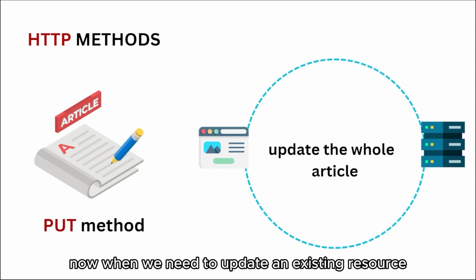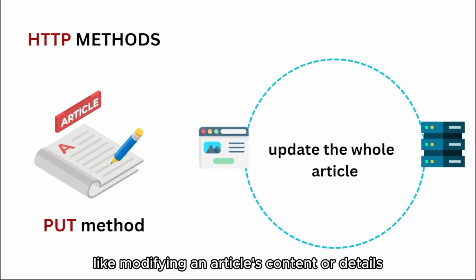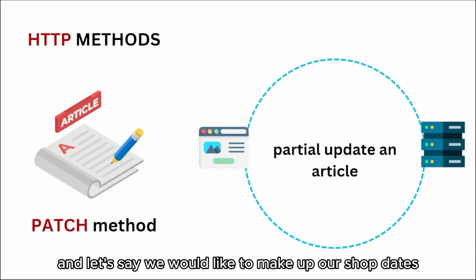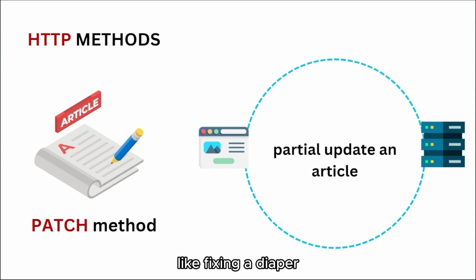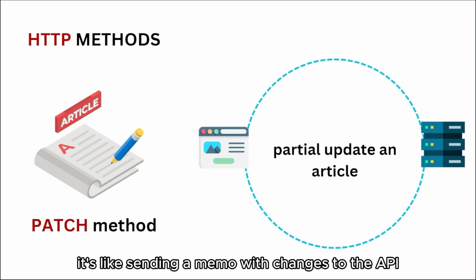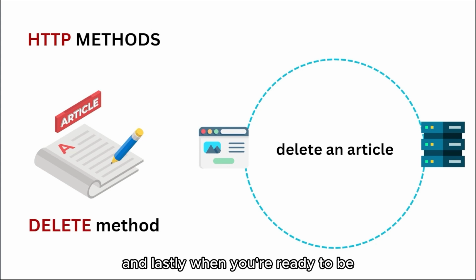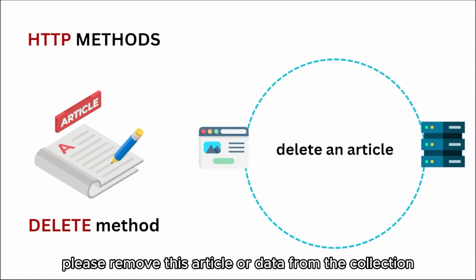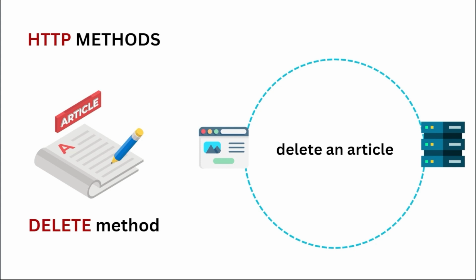Now, when we need to update an existing resource, like modifying an article's content or details, we turn to the HTTP method put. It's like sending a revised version of that resource to the API. And let's say we would like to make partial updates, like fixing a typo or updating only specific fields. That's where the HTTP method patch comes in. It's like sending a memo with changes to the API. And lastly, when we're ready to bid farewell to a resource, it's time to use the HTTP method delete. It's like telling the API, please remove this article or data from the collection.